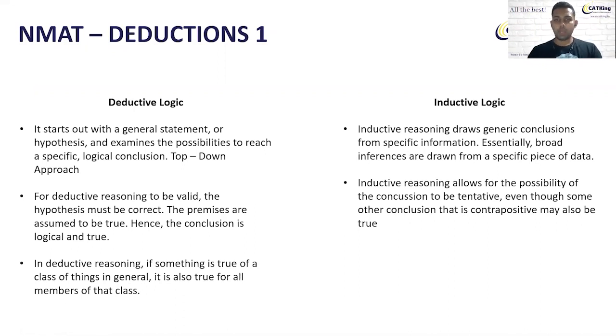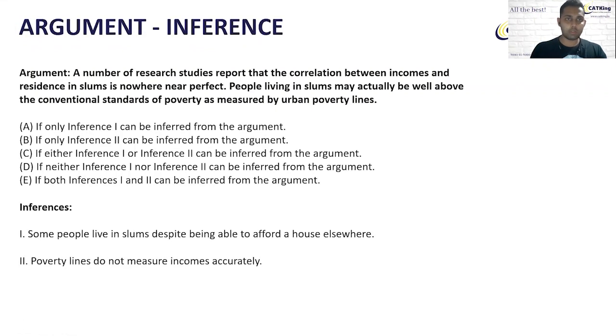Okay. So now let's directly see how we can be fast in these questions. An argument and inference. A number of research studies report that the correlation between incomes and residents in slums is nowhere near perfect. People living in slums may actually be well above the conventional standards of poverty as measured by urban poverty lines. Fine. And the inference.